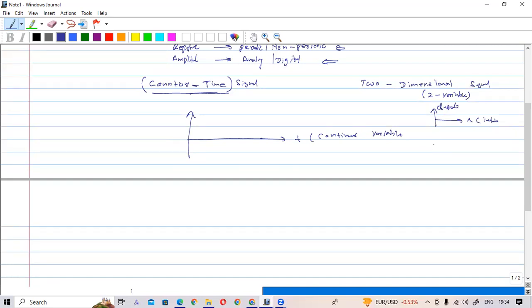And if you consider a voltage signal, normally we take time as the independent variable. Then the dependent variable is the voltage. And this voltage is also referred to as amplitude. It may be a current, voltage, or anything. So the y-axis is also referred to as amplitude.